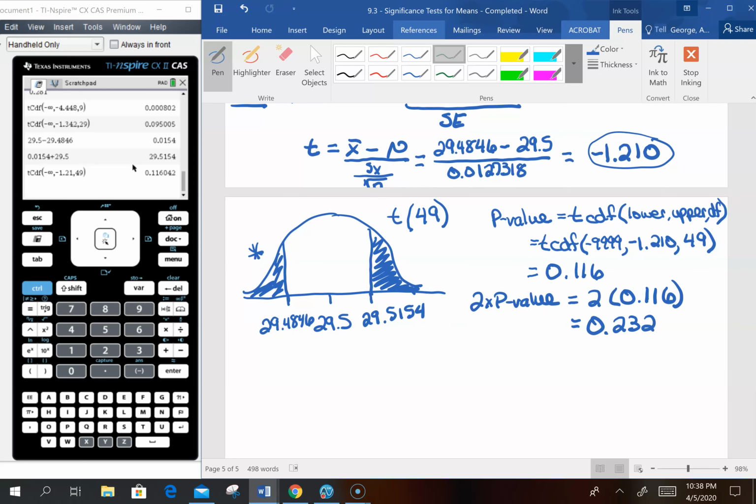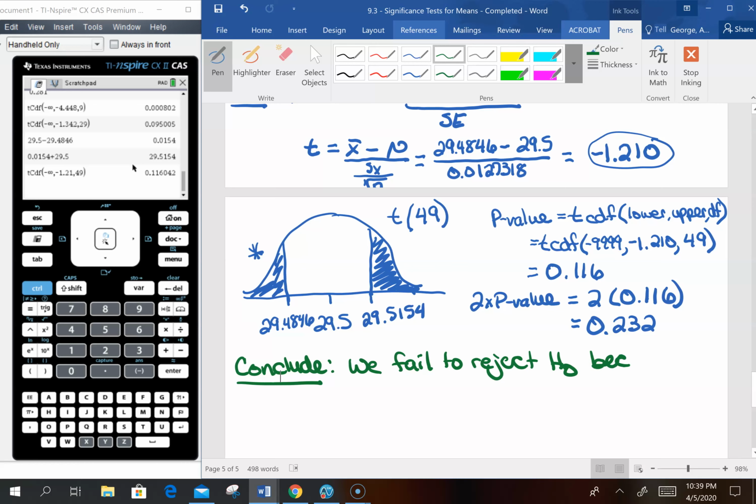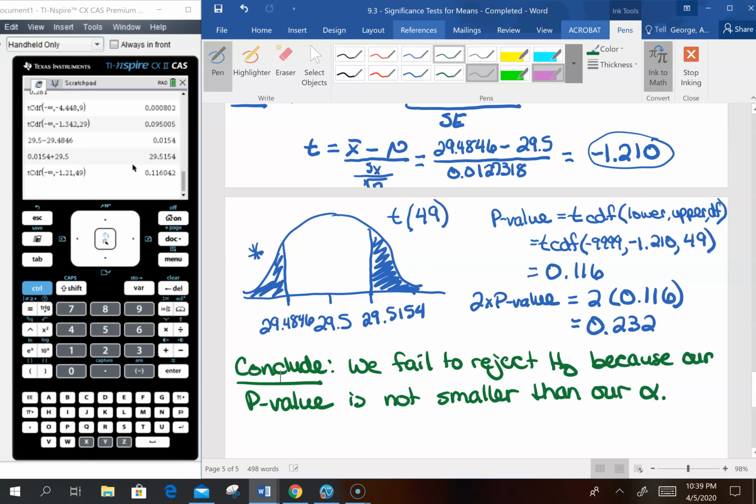All right, so conclude. We fail to reject because our p-value is not smaller than our alpha. We do not have convincing evidence.